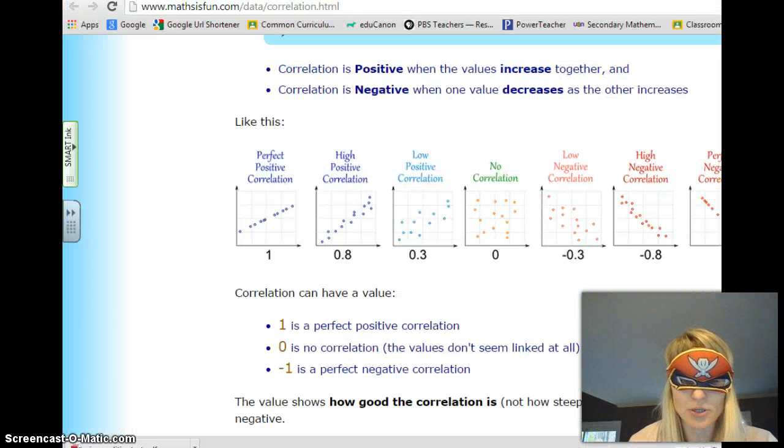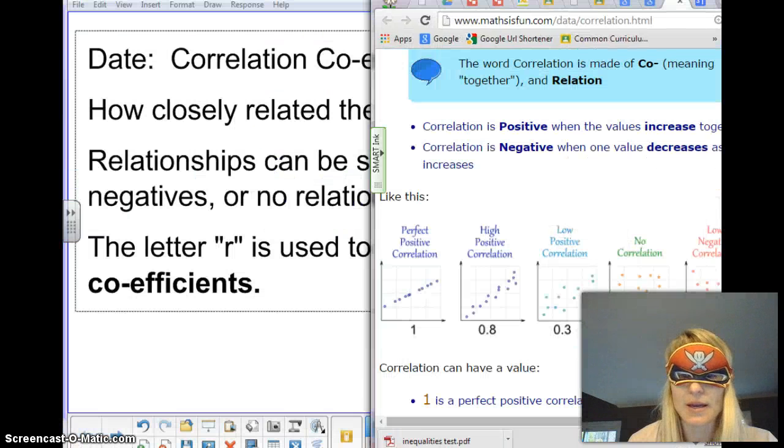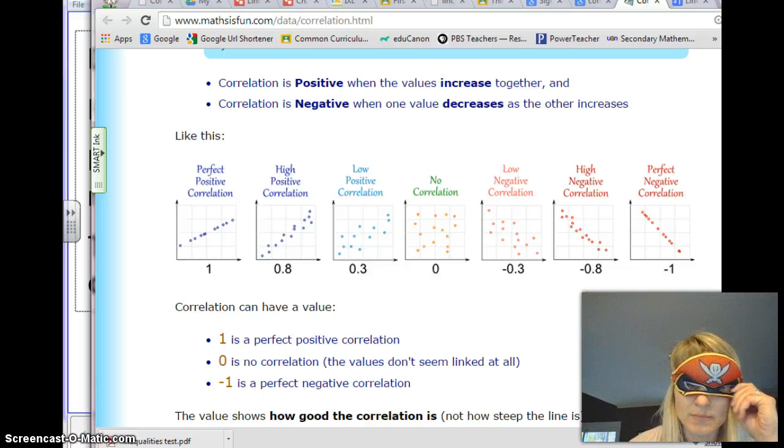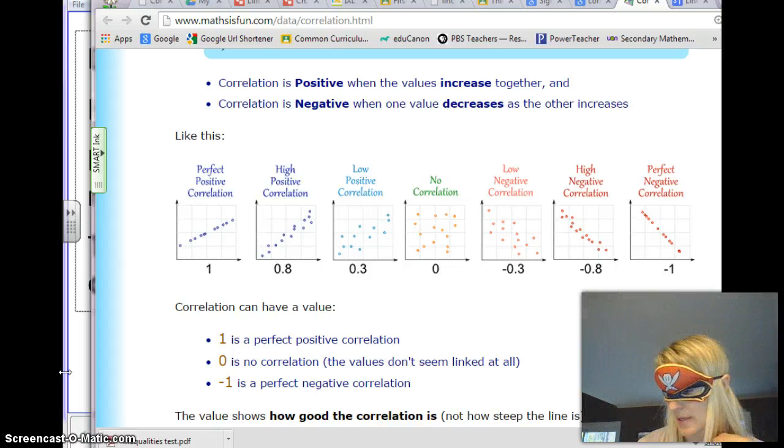This site really gives us a good idea of what the R values are. So it can have a strong positive or a strong negative relationship, and they give you a couple examples here. So perfect positive, and when they say perfect, they mean the R is equivalent to 1.